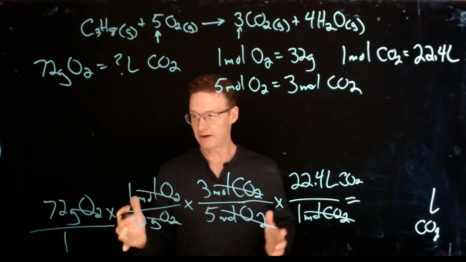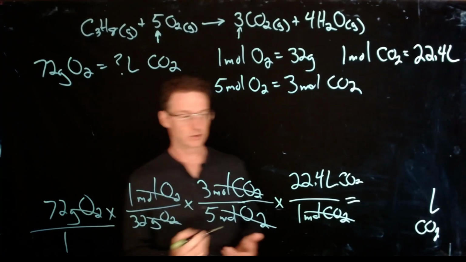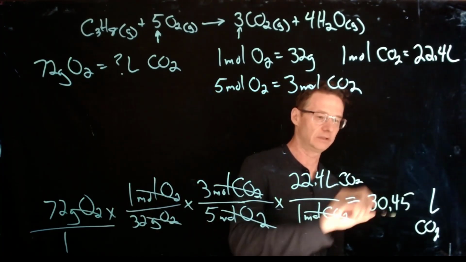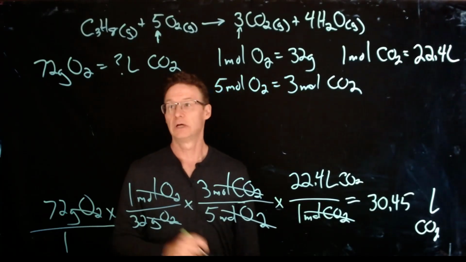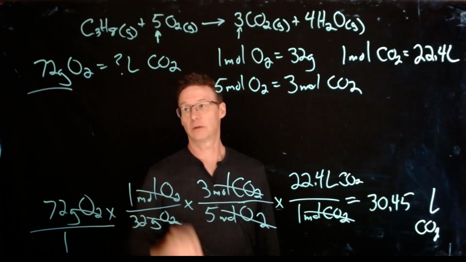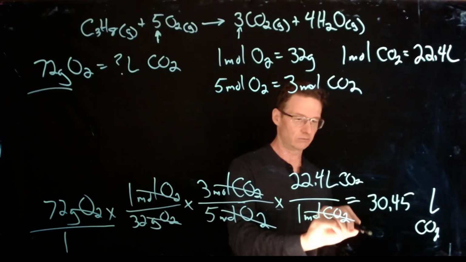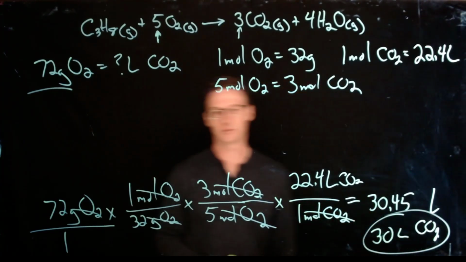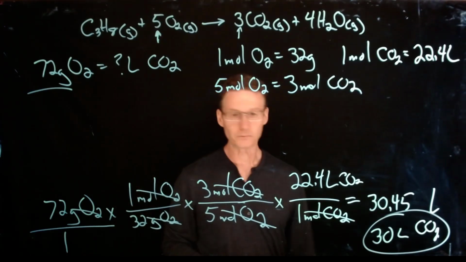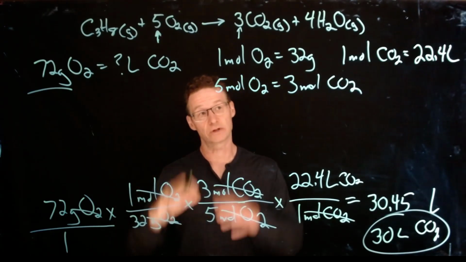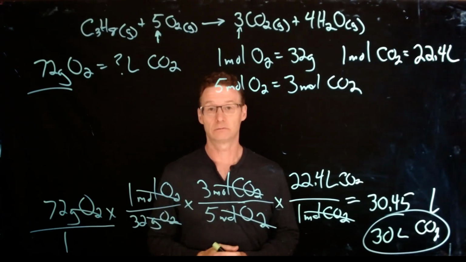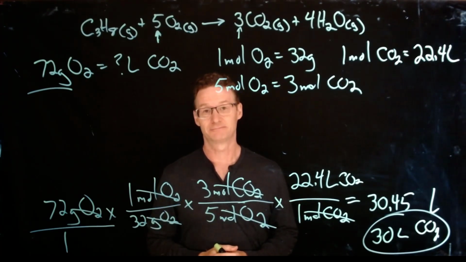We're going to do all that math out, and when we come to the end of it, we end up with 30.45 liters of CO2. I started with a number that had 2 significant figures, so I would actually round this to 30 liters of CO2 for my final answer. All right, let's take a look at a couple more problems that are a little more complex even than this, and then we will wrap up our tutorials on dimensional analysis.